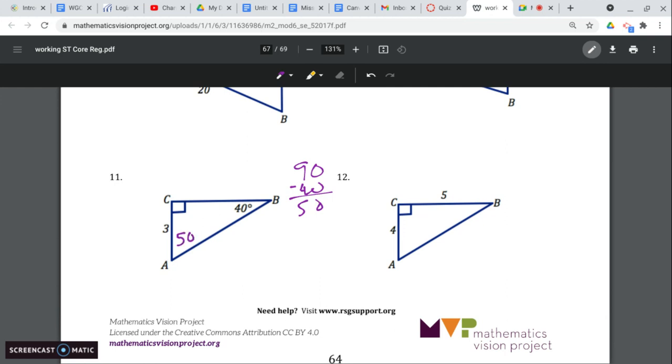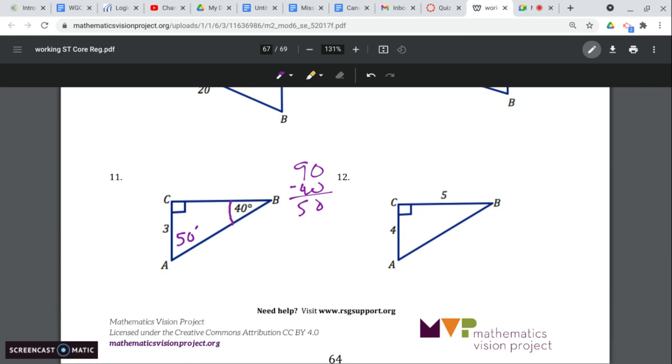So angle A here is 50 degrees. So finding the angle is nice and easy. Now finding the sides, we have to use our trig ratios. So we have angle 40 as our reference angle. So we have opposite and we want to find adjacent. We also want to find hypotenuse.